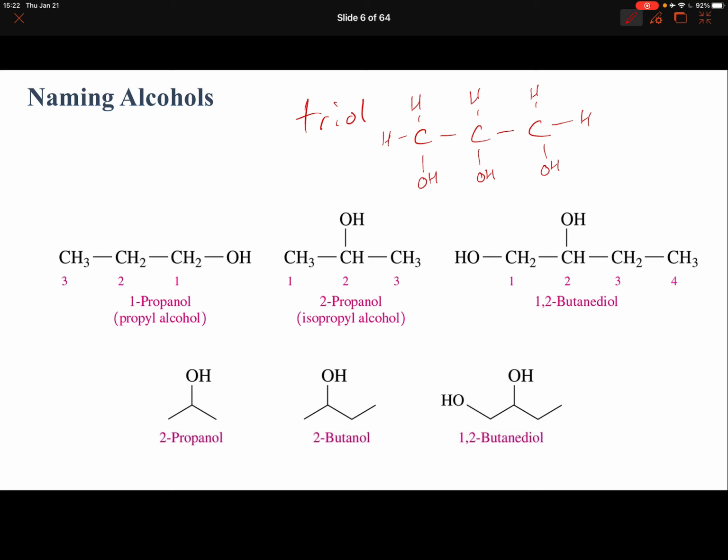And according to the naming convention you can see here, when we have something like a diol, we just say the numbers of the OH groups. This would be 1, 2, 3. So 1, 2, 3-propanetriol, or, as we like to call it, glycerol.